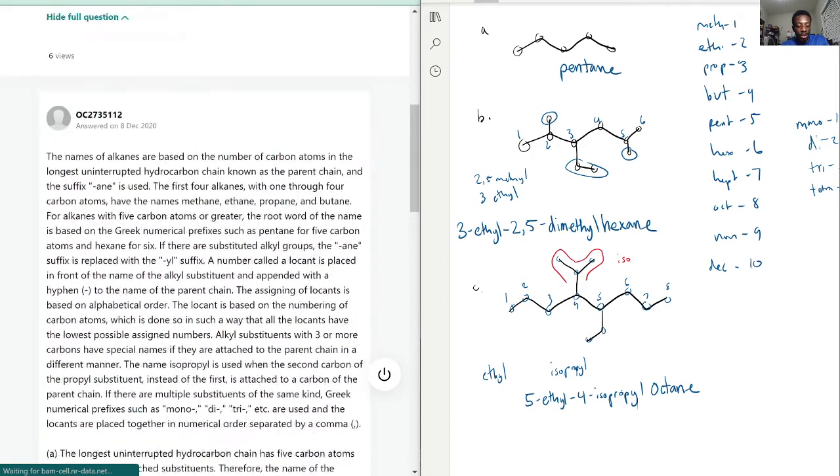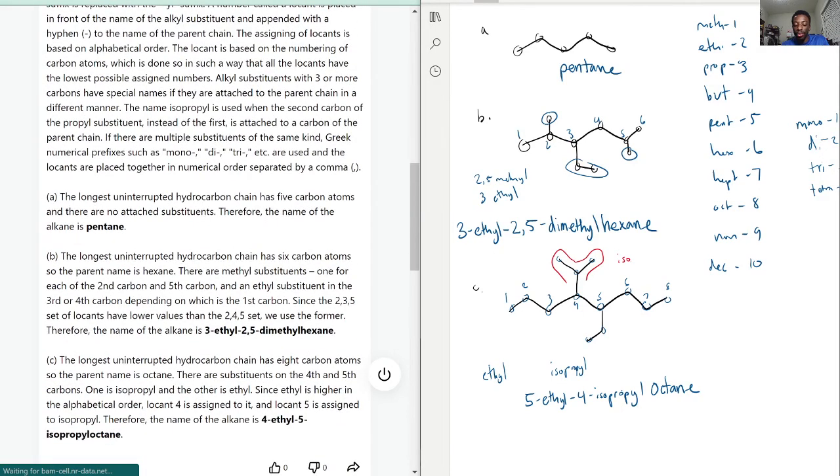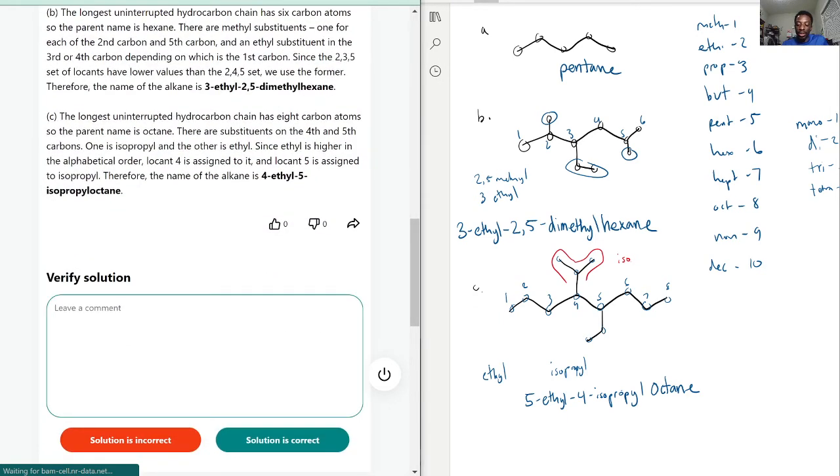Let's see how we did. So this one, pentane, yep, 3-ethyl, 2,5-dimethylhexane, and 4-ethyl, 5-isopropyl octane. Perfect. So this is correct. But interesting, they have 4-ethyl, 5-isopropyl. They say because ethyl is higher in alphabetical order, you assign the 4 to it.